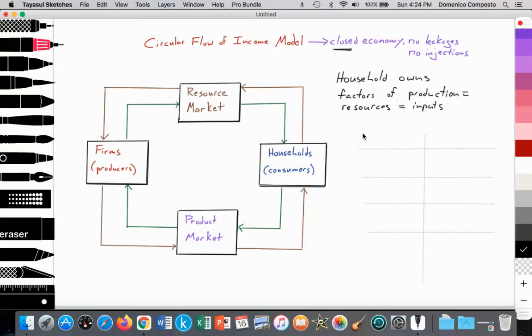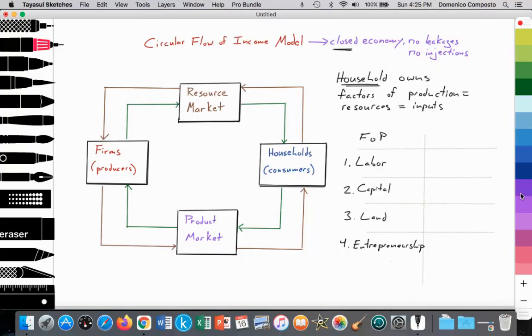So the factors of production, and I'm just going to label this factors of production, include number one, labor. Number two, capital. Number three, land. And number four, entrepreneurship. Okay, so the factors of production are owned by the household. They own labor, land, capital, and entrepreneurship.